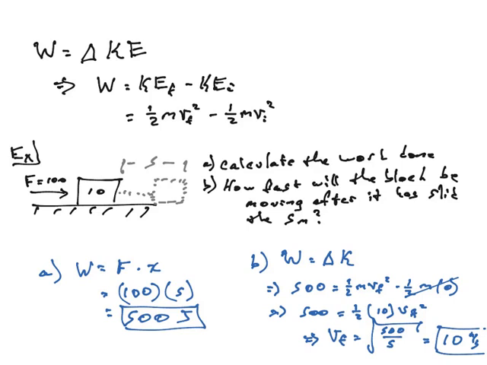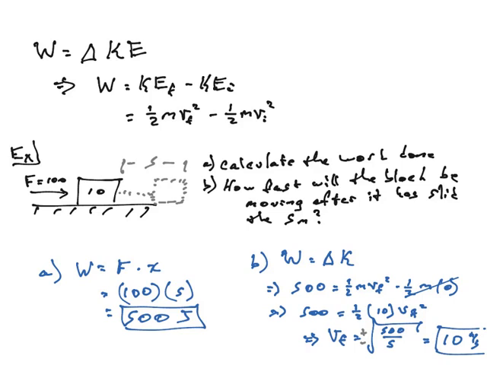Now, technically, when I took the square root, there should be a plus or minus sitting there. So the answer could be plus 10 or minus 10. But we already know the block's sliding to the right, so obviously it has to be a positive velocity because it's going to the right. If the block were moving to the left, it could be negative.